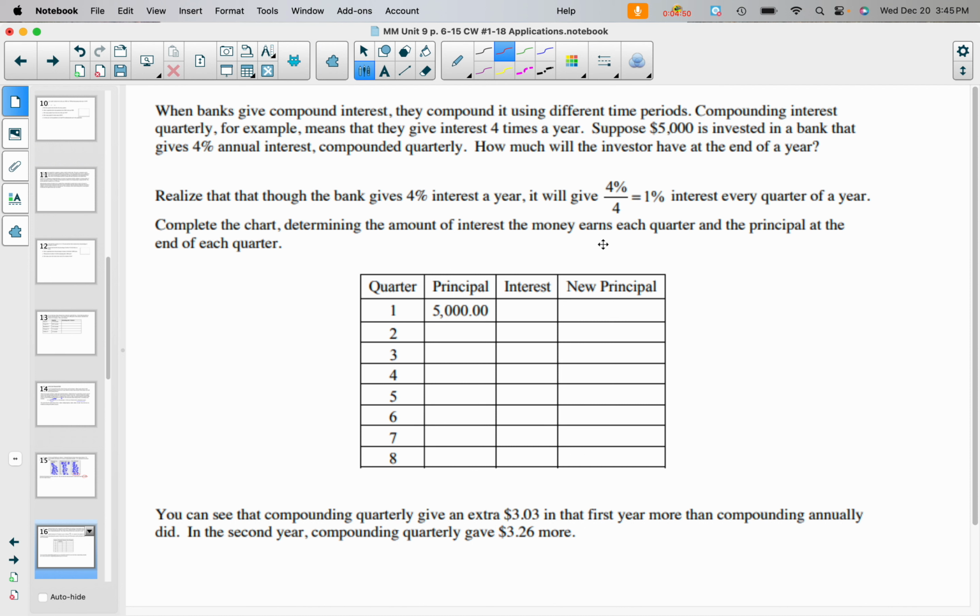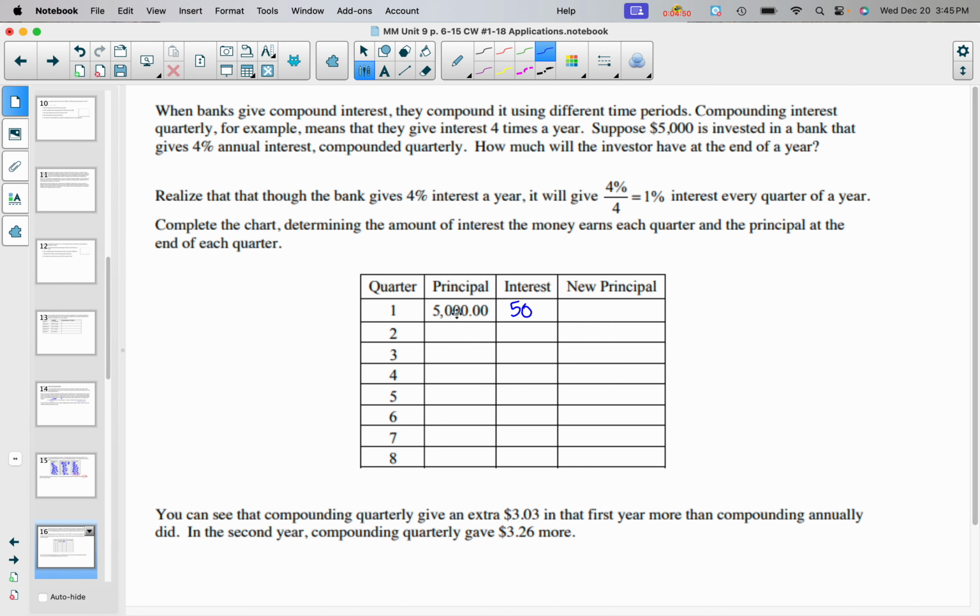So we're going to go through a chart that would show what happens if you compounded quarterly. For the first one, if you are earning just 1% interest in the first quarter, then you would earn $50. That would be $50.